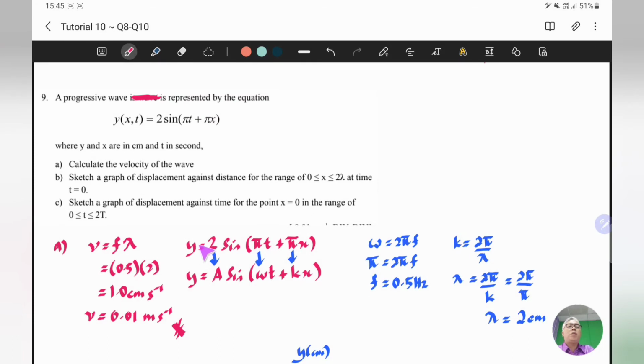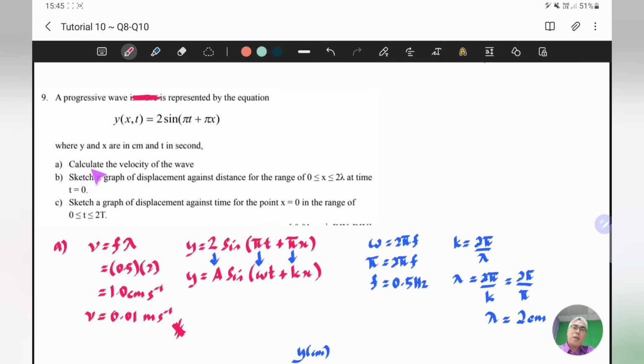So this is the equation: y equals 2 sine(πt + πx). By comparing this equation with the general equation, which is y equals A sine(ωt + kx), we know that A is given already, which is 2 centimeters, ω equals π, and k also equals π. So this is the hidden info.